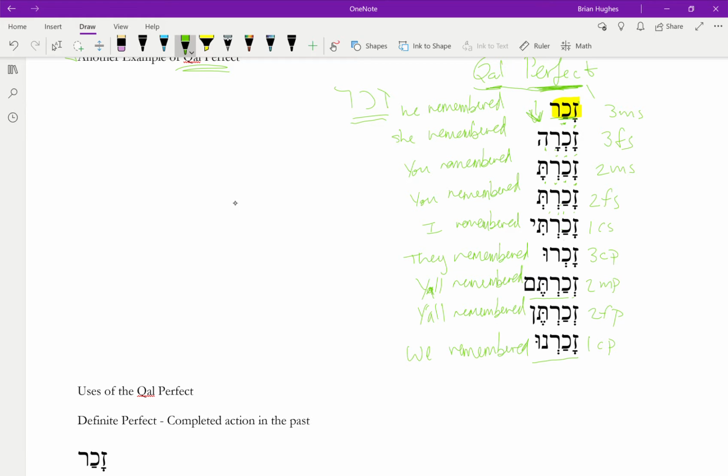So if we were to have, for example, zacharta in a parsing chart, then I would fill it out by saying this is Qal, perfect, second masculine singular from zachar, meaning you remembered. That's how I would fill out the chart. I'll do a few more of those.